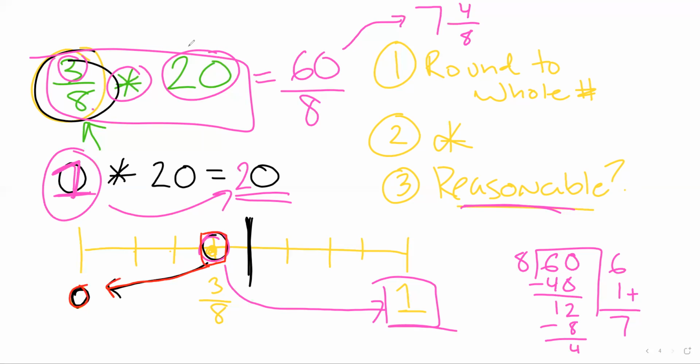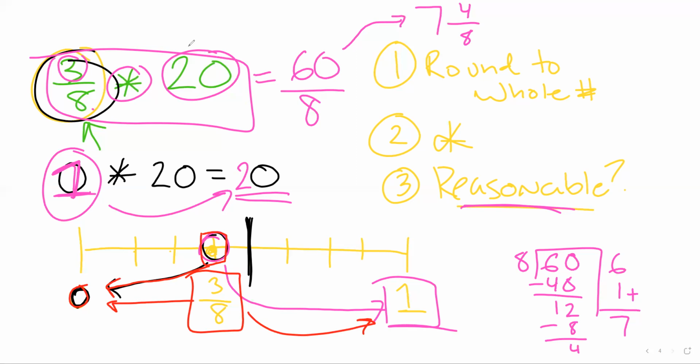And 7 4/8 is closer to 0 than it is to 20. And 3/8 is closer to 0 than it is to 1. So this is reasonable. And if you're like, what the heck are you talking about? None of that made any sense to me. Don't worry, because we'll come across more problems like this as we go. This is just one of those oddballs you'll see from time to time, right?